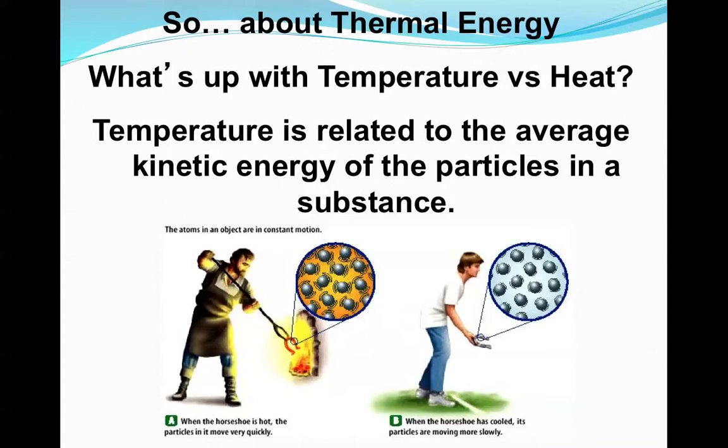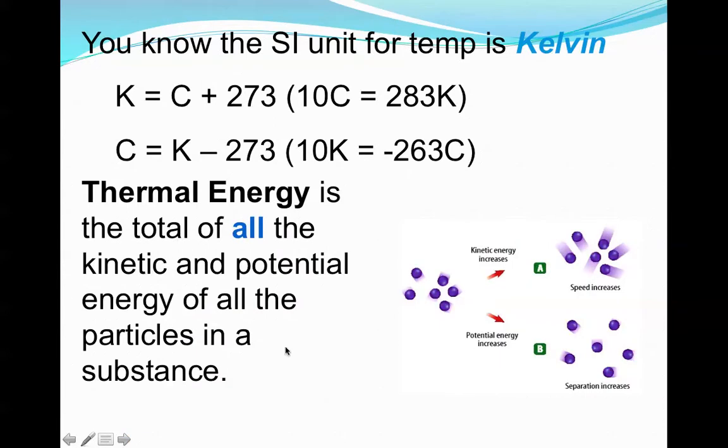So, temperature versus heat. Remember, temperature is dealing with the kinetic energy of motion. It takes all of that kinetic energy and gives you the average kinetic energy of the particles in a substance. Heat is how the energy flows, from a higher temperature to a lower temperature. Okay, so that's the difference between those. All right, you should know the SI unit for Kelvin. I'm not going to worry about that.